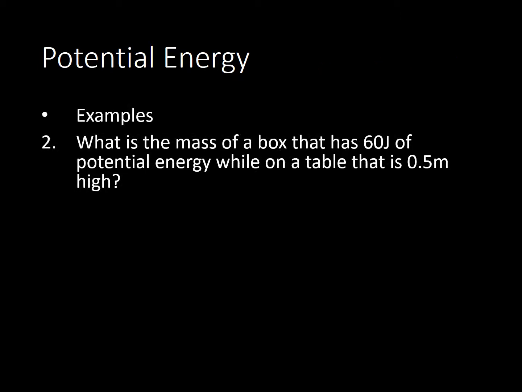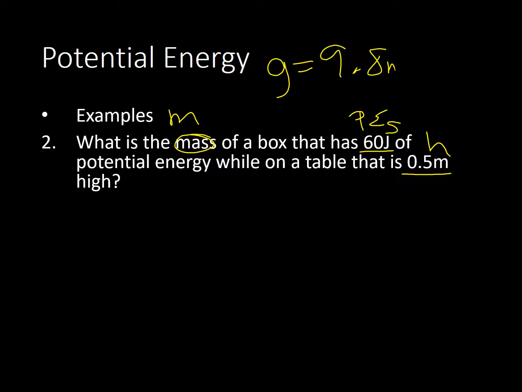Example number 2: what is the mass of a box that has 60 joules of potential energy when it is sitting on a table that is 0.5 meters tall? So we're solving for mass. We know that we have a potential energy of 60 and a height of 0.5. And again, we can assume that we are on Earth, so g is going to be 9.8 meters per second squared.